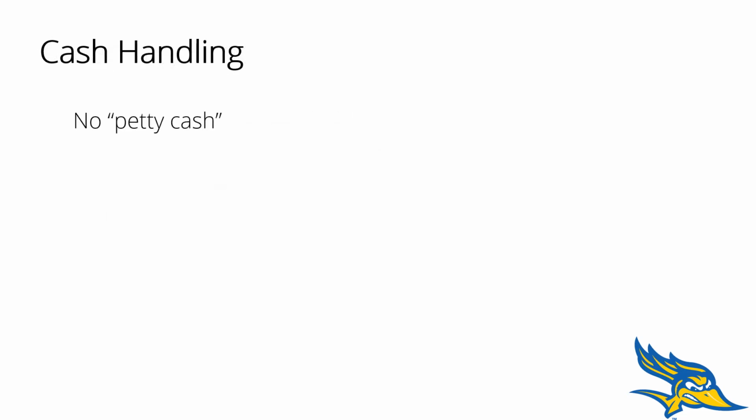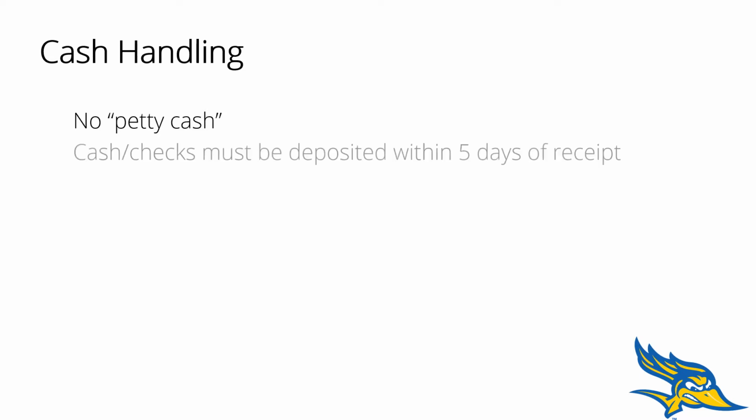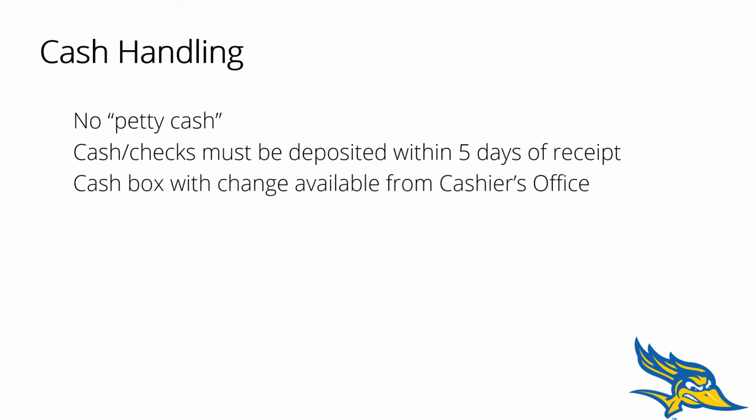Clubs should not keep petty cash or change in their possession. Transactions should be done through the club's account and members reimbursed instead. Any money in a club's possession must be deposited into the club's on-campus account within 5 business days of receiving the funds. If a club does need change for something like a yard sale or a food sale, they can request a change box with change from the cashier's office at least 48 hours before it will be needed.